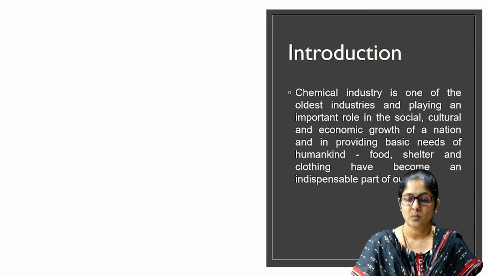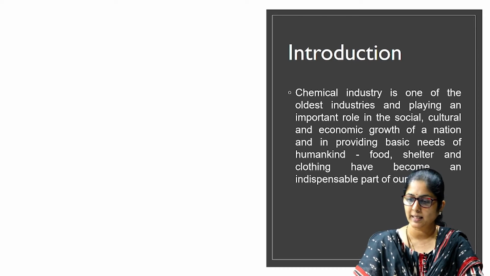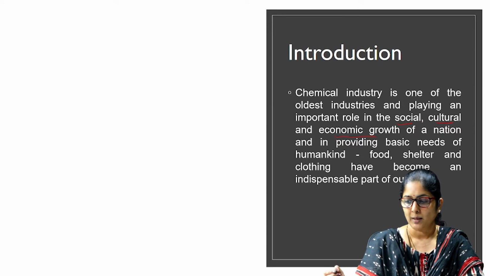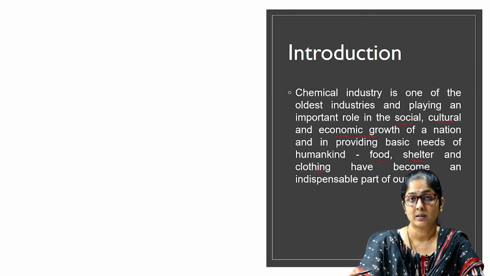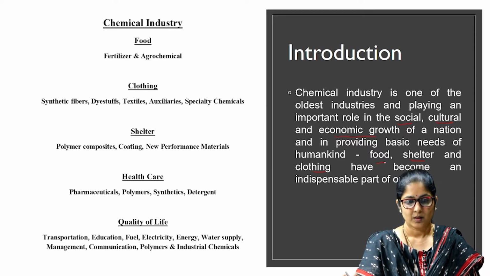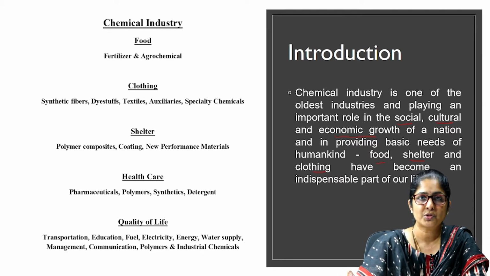So chemical industry is one of the oldest industries and plays an important role in social, cultural and economic growth of the nation, providing basic needs of the humankind like food, shelter and clothing. As you look around your room, any one of the products will be the output of the chemical industry. So it is related to food, shelter and clothing.